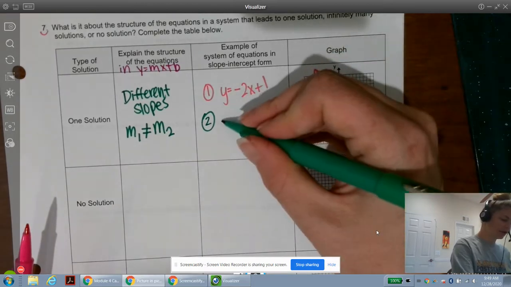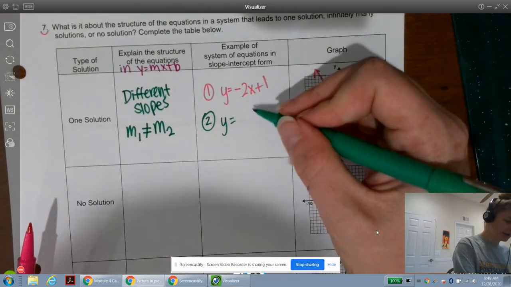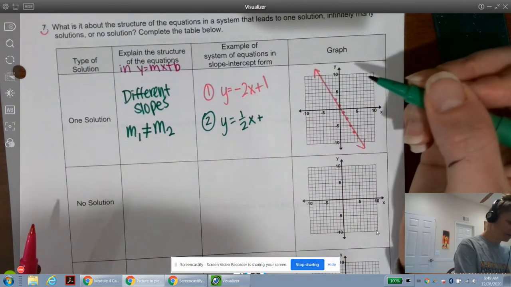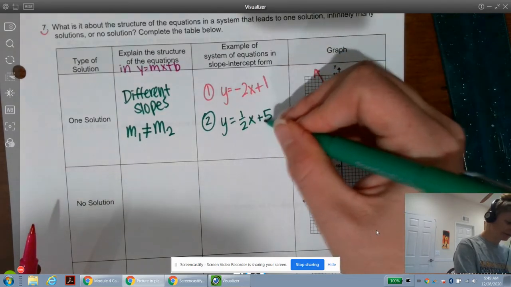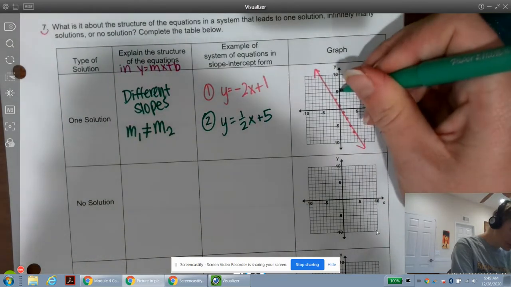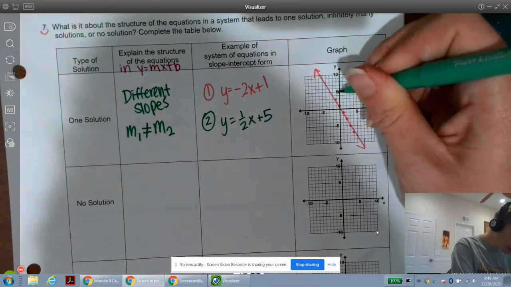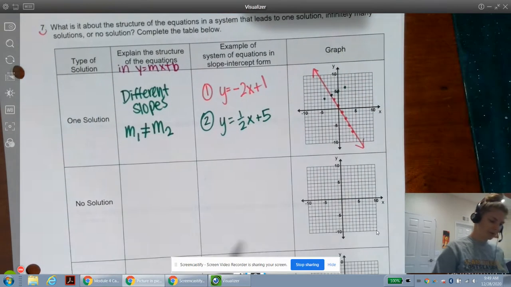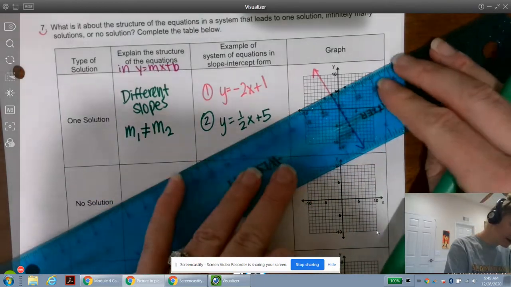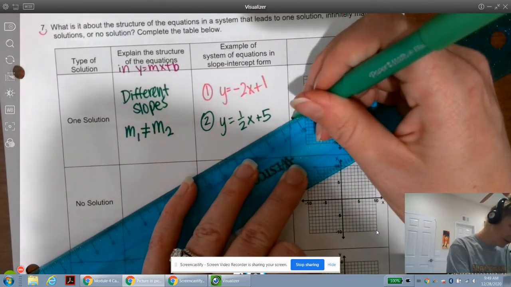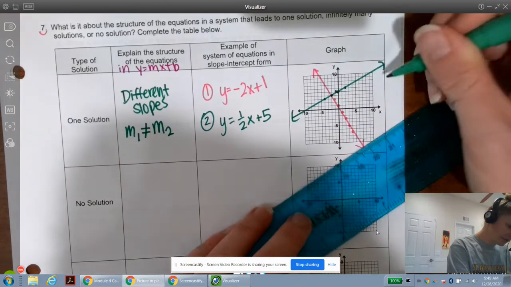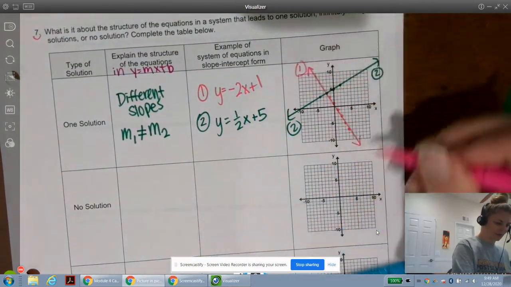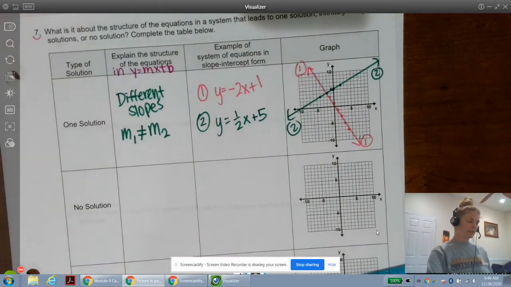So my equation 2, I'm going to say y equals 1/2 x plus 5. So I'm going to go to plus 5. I'm going to go up 1, right 2, or down 1, left 2. And we can see that they do intersect at one point. So that's equation 2, and that's equation 1.